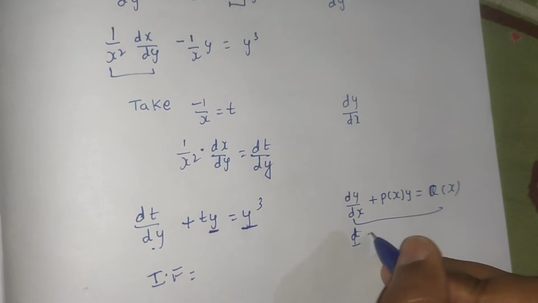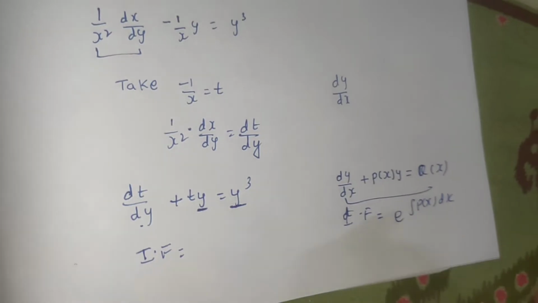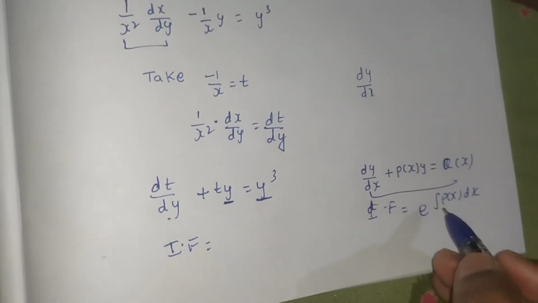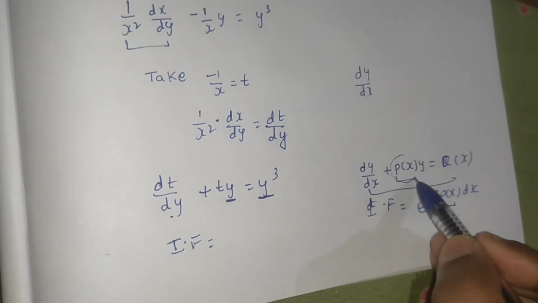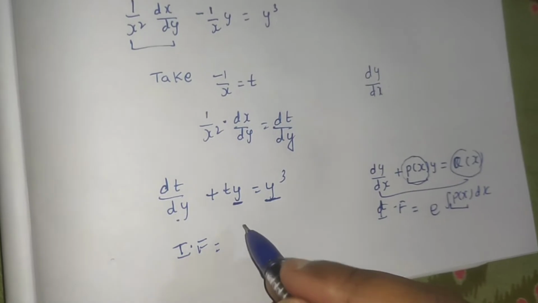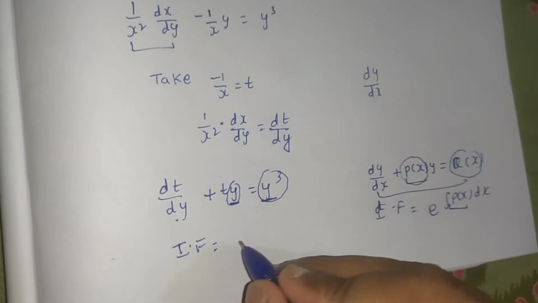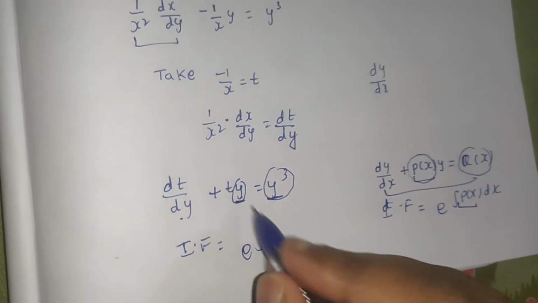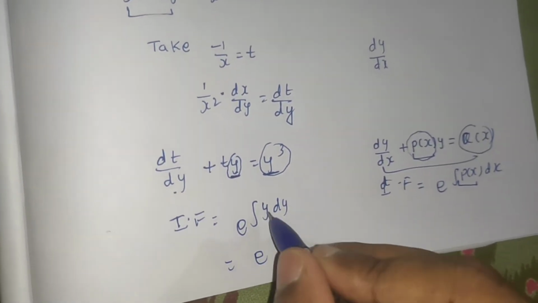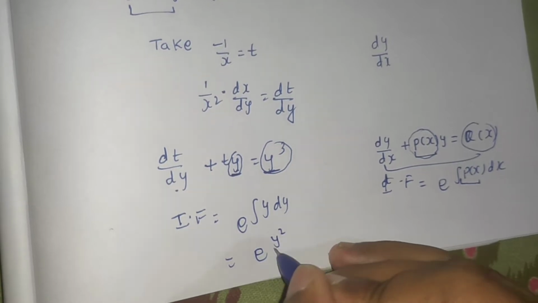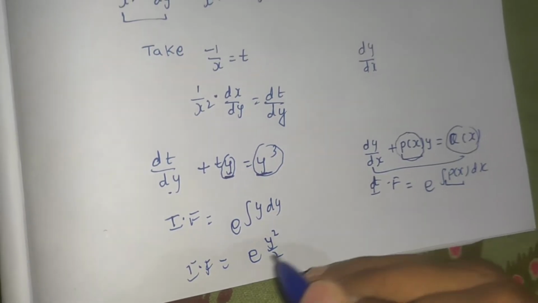Now in this particular form we take the integrating factor as e power the integral of P dx. Why do we take this function of x here? Because this function is present here also and here also. Similarly, y is present here and here. So the integrating factor will clearly be this, and since it is a function of y, it will be dy. So e power the integration of y dy, which is y square divided by 2. So our integrating factor is e power y square by 2.